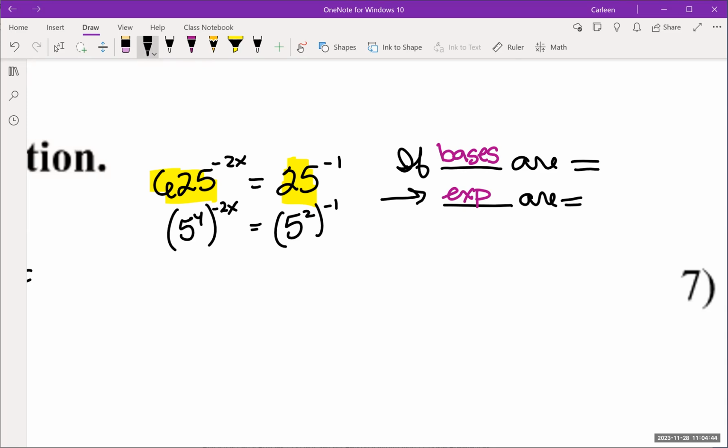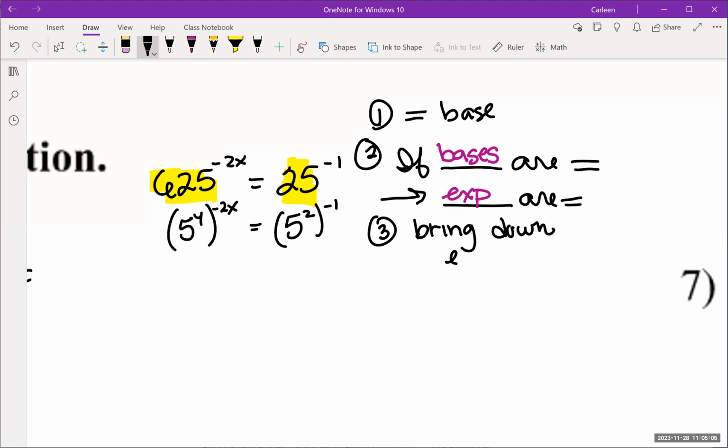So step 1, I want the same base. Step 2, if the bases are the same, then the exponents are the same. Step 3, bring down the equation.